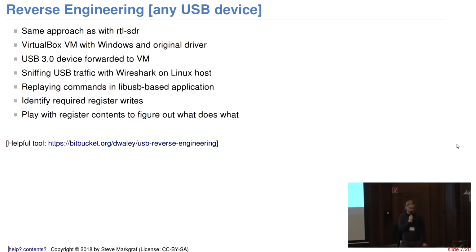And actually, there's a nice tool, which I already used for RTL-SDR back then. It's unfortunately unmaintained and from 2011. I have the link at the bottom. And this is a small Python GUI, which can load a pcap file. And you basically can select the packets you want and do right-click, export libusb code. Quite nice.